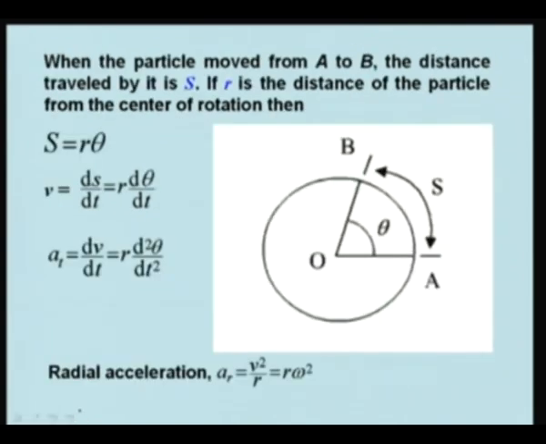When the particle moved from A to B, the distance travelled by it is s. If r is the distance of the particle from the center of rotation, then s is equal to r theta and v is equal to ds by dt. That means this is r d theta by dt. Therefore, the linear velocity v is r times omega.